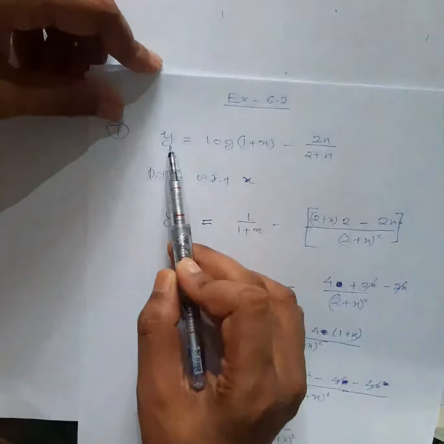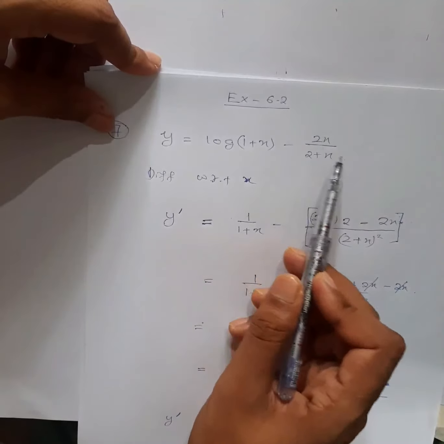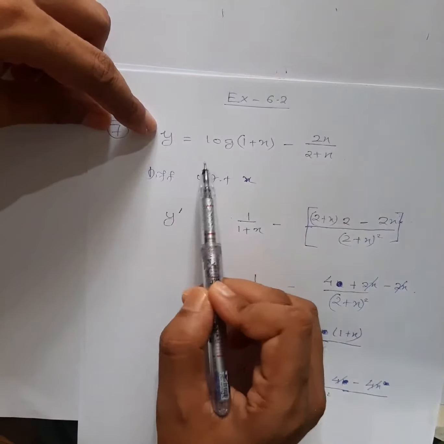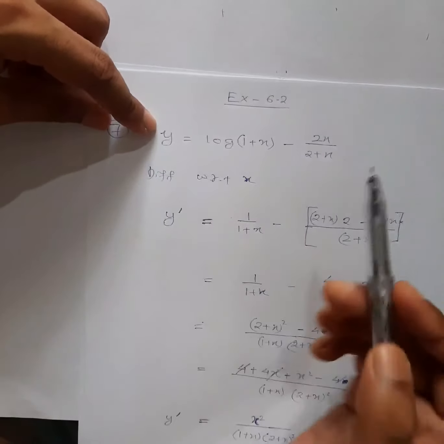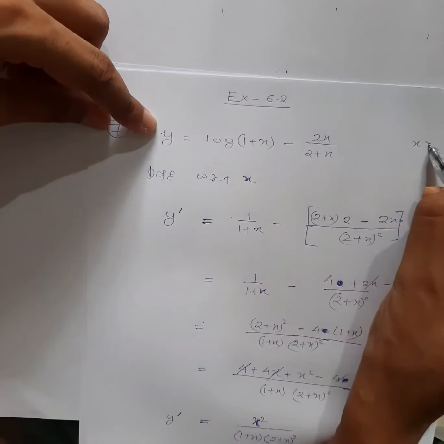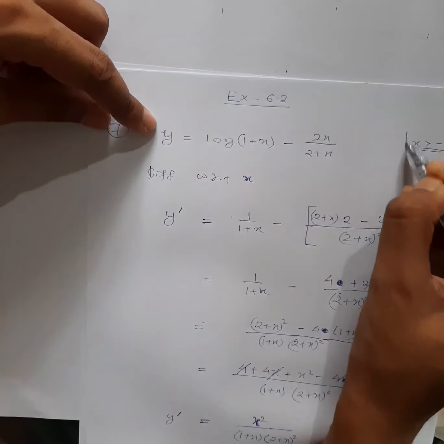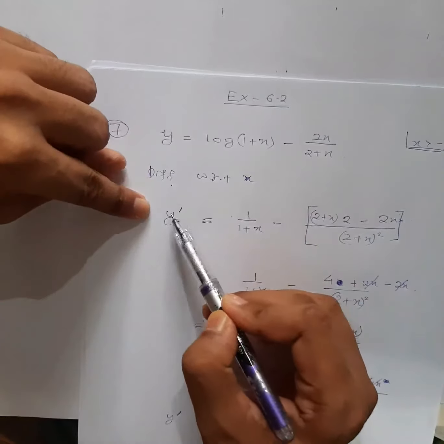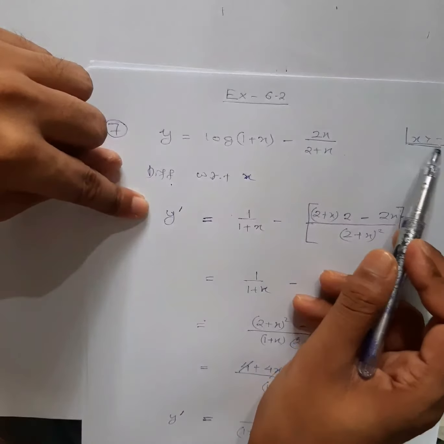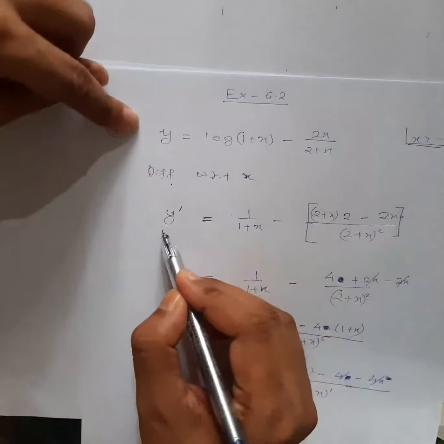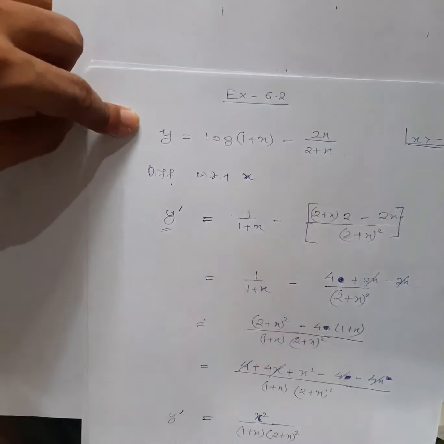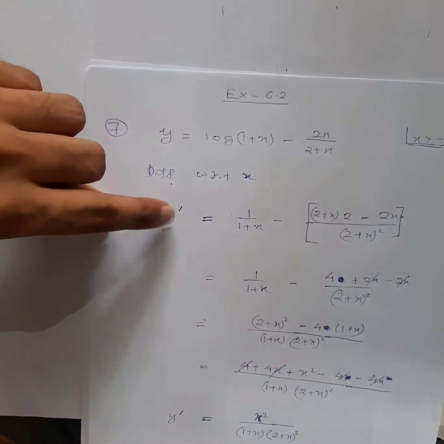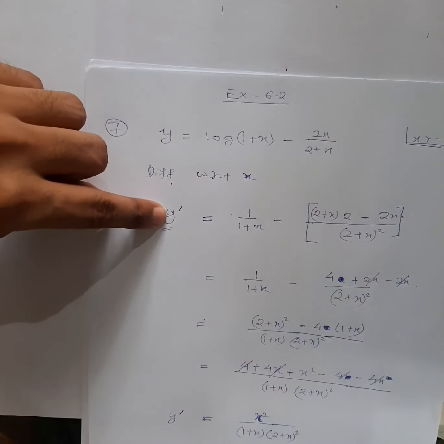So this is the function y = log(1 + x) − 2x/(2 + x). I have to show that for x greater than −1 this function is increasing. So I will find the derivative and show that it is positive for x greater than −1. If the derivative is greater than 0, that is positive, then we know the graph is increasing. So I have to find where this derivative will be greater than 0.